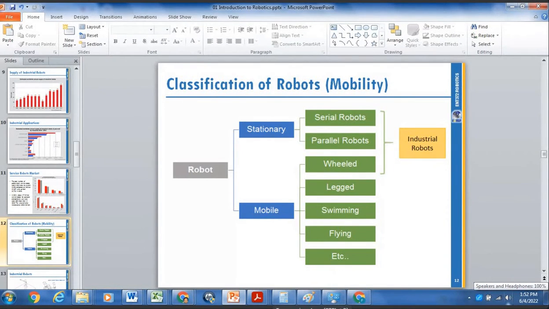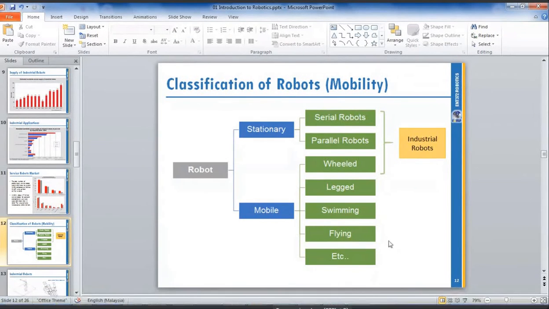Okay, classification of robots. Robots are divided into two. One is stationary, the other one is mobile. So what we study in this subject is more on stationary robots: serial robots and parallel robots.